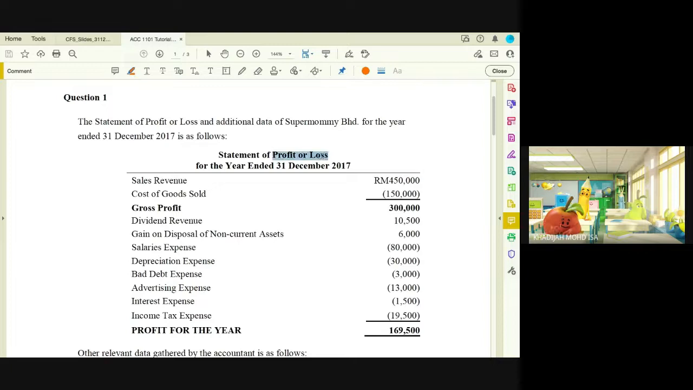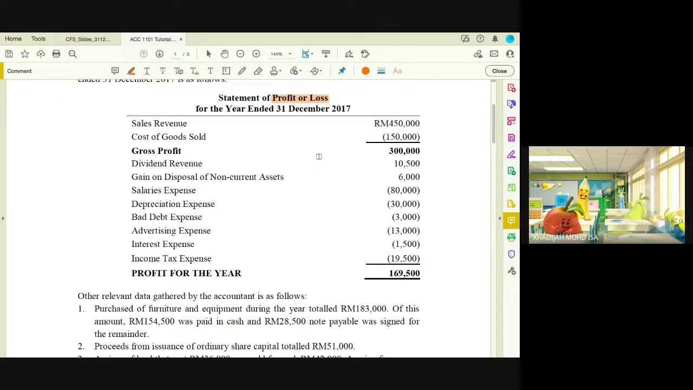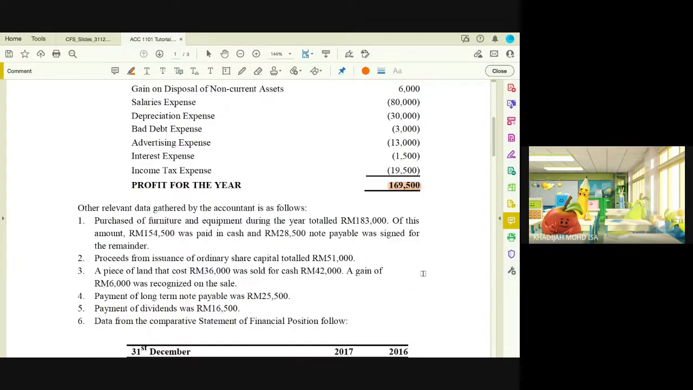you have the profit and loss account. You are given sales revenue, cost of goods sold, gross profit, and then you have dividend revenue. Why is dividend revenue here? Gain on disposal of non-current asset, salaries expense, depreciation expense, bad debt expense, advertising expense, interest expense, and income tax expense. And then you have the profit for the year, which is 169,500 ringgit. So given this profit and loss account, you are also given other information.